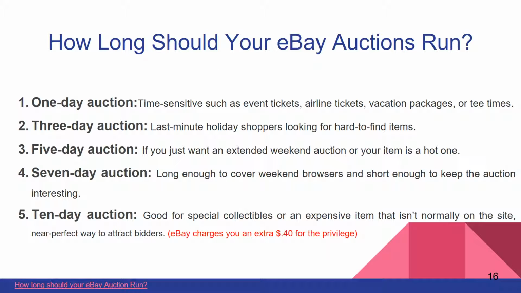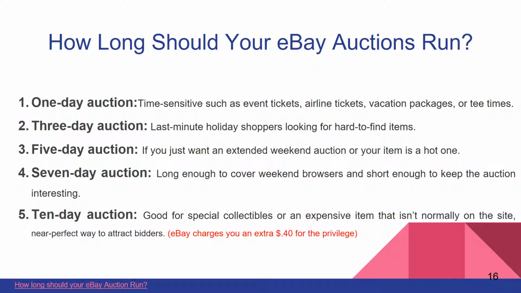After making sure of the fees, we need to know the types of auction eBay offers. Every user can select the length of the auction: 1 day, 3 day, 5 day, 7 day, and 10-day auction. How long should we select? What's the difference? If your item is time sensitive, such as event tickets, airline tickets, or vacation packages, you'd better select the 1-day auction.